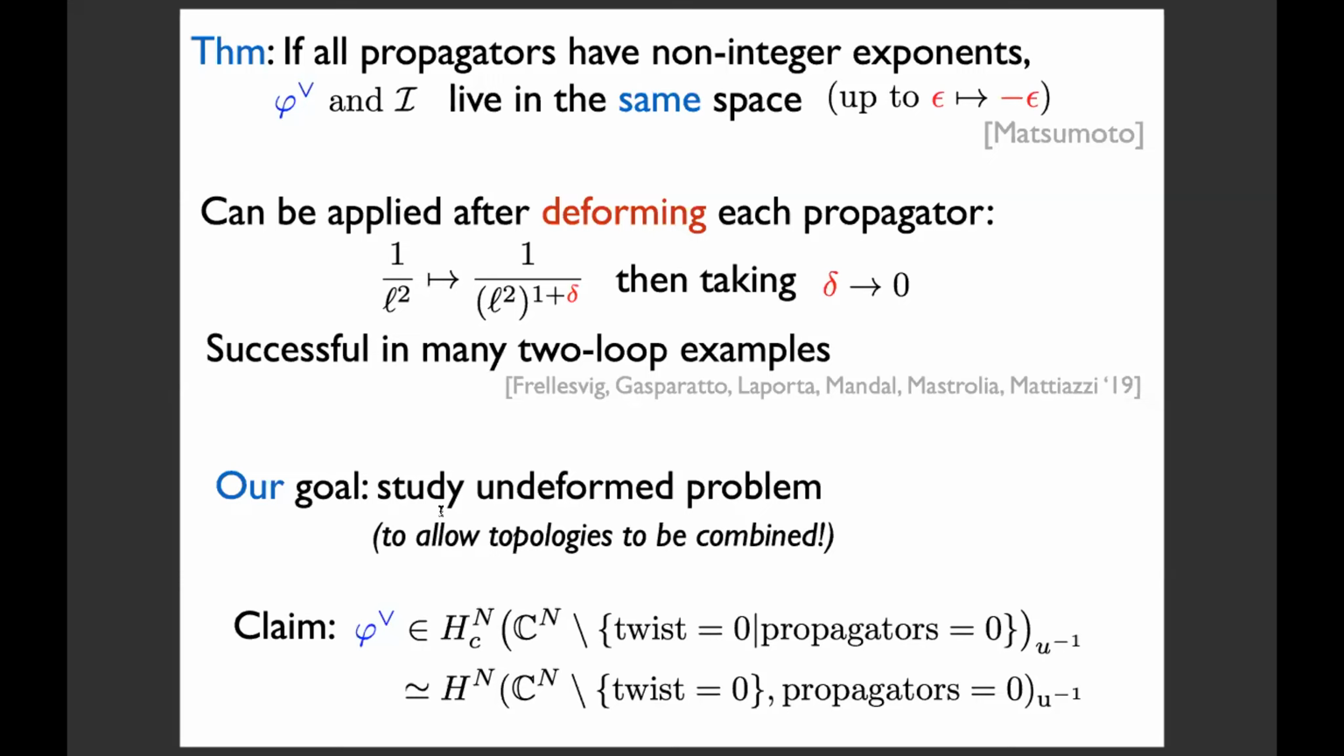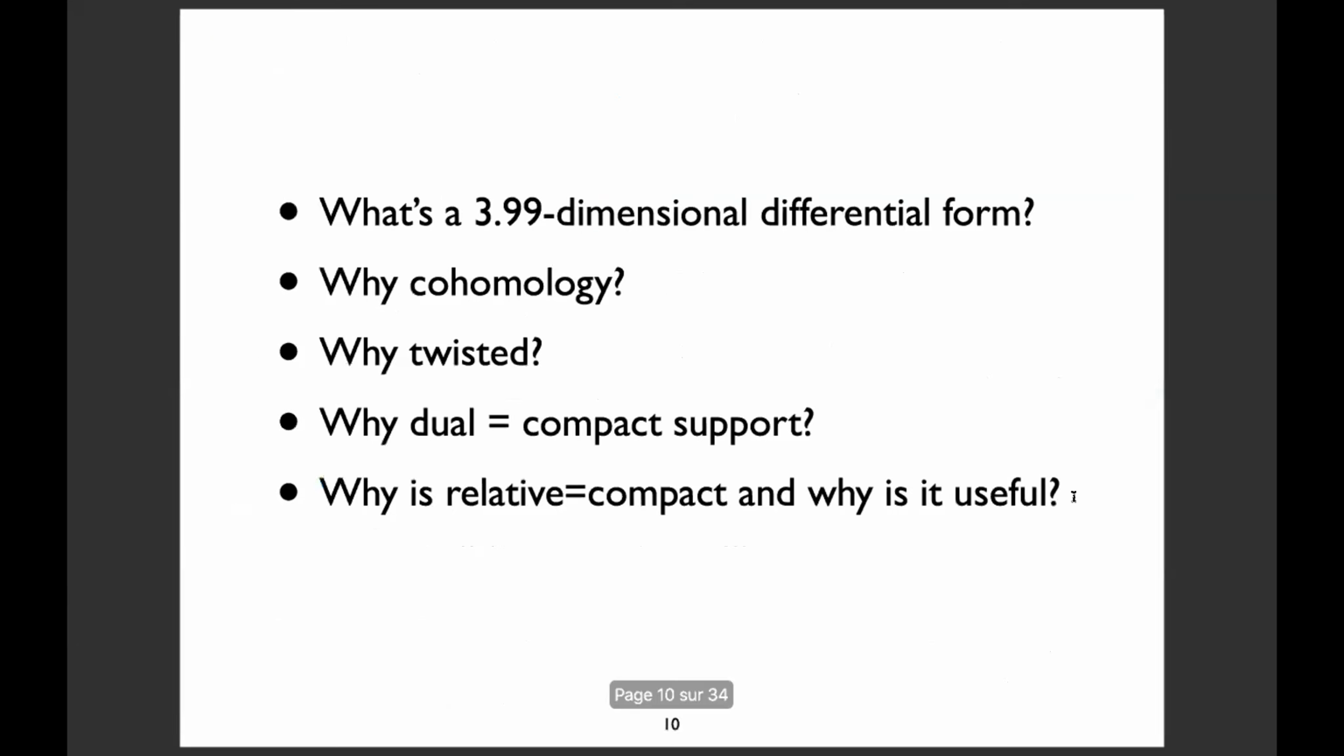So our goal would be to do that. And the claim is, that's a mouthful. The claim is that these dual forms live in the compact support cohomology of the complex plane minus the place where the twist vanishes. And so, yeah, twisted cohomology relative to propagators. So basically the goal, the body of this talk, would be to explain all the words in that sentence.